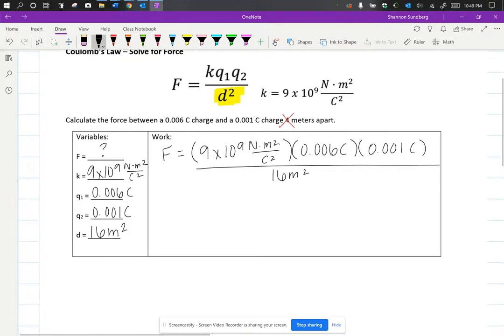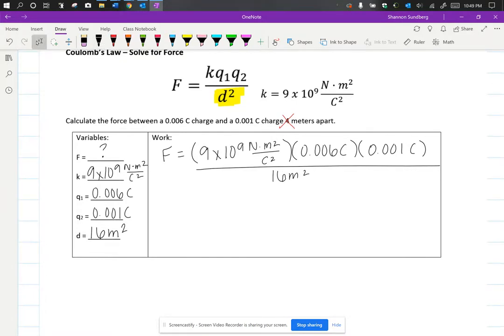This might look a little bit messy. It might look a little overwhelming, but the easiest thing to do, don't plug this all on your calculator at the same time. Clean up that numerator first, get yourself down to one number, and then divide your numerator by your denominator. You'll see that you're going to lose some units when you do that. So when you multiply 9 times 10 to the 9th times 0.006 times 0.001 in your calculator, you're going to get 54,000. So F equals 54,000.